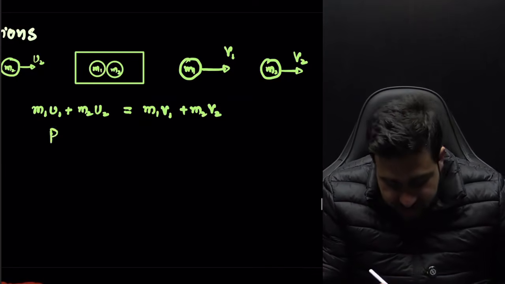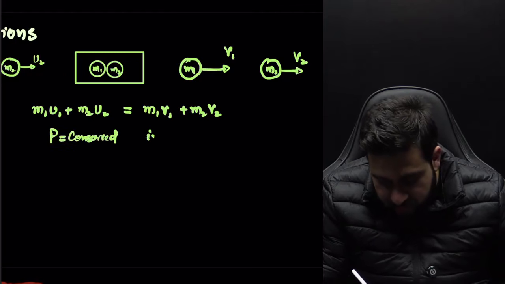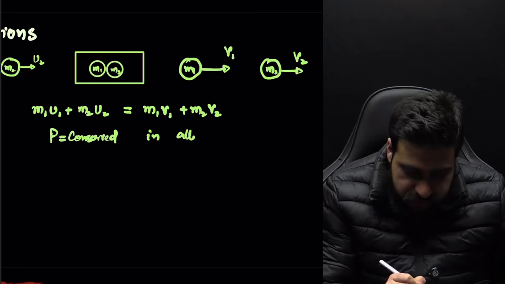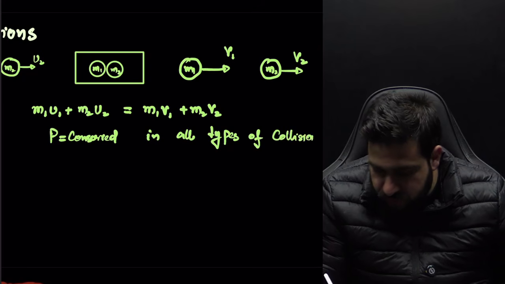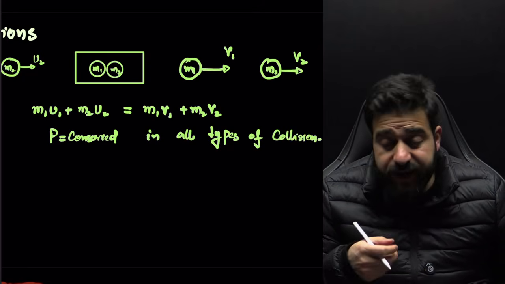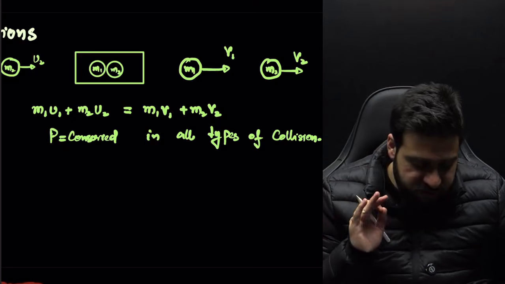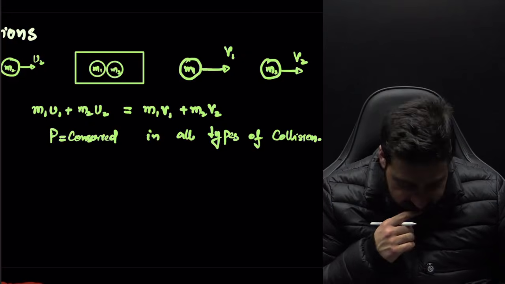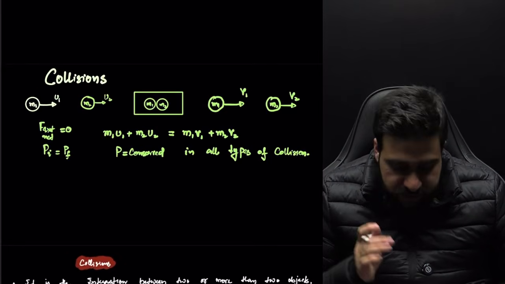So what I can say is, momentum is conserved in all types of collisions. Whether it is elastic, inelastic, whatever it may be, momentum is conserved in all types of collisions. I believe this is crystal clear to each and every single student. So this is what we have studied till now.